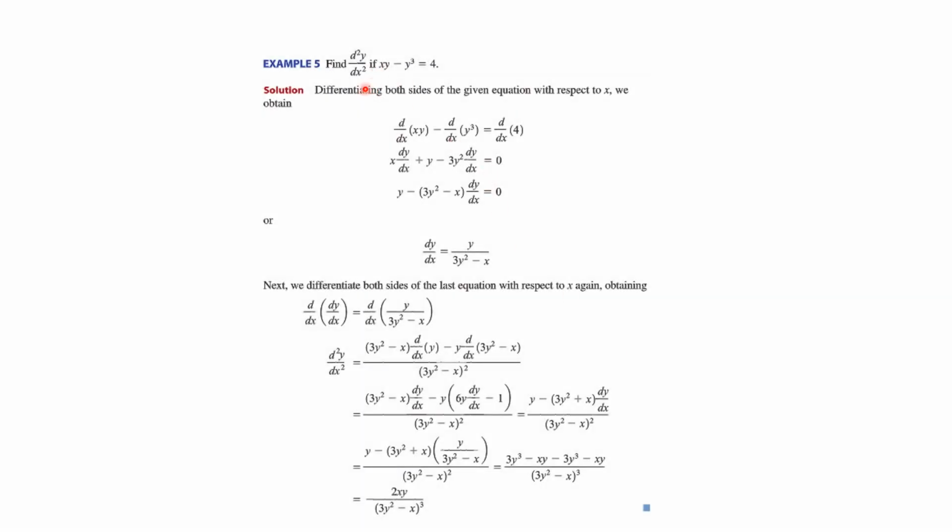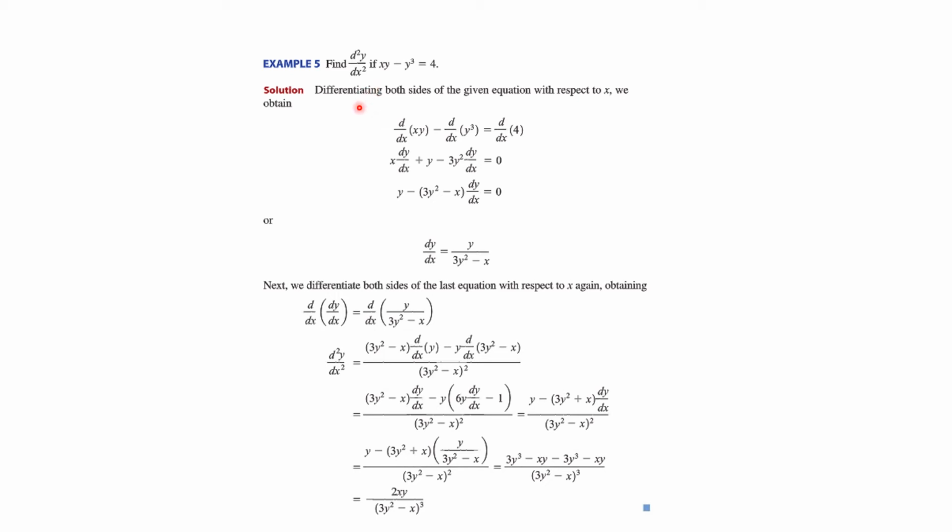Now here we're supposed to find the second derivative of y with respect to x. Again, notice that we will want to be using implicit differentiation. And notice that right where I'm pointing, that is a product rule because I have x, which is a function of x, times y, which is a function of x. So we're going to differentiate both sides, and again, to find the second derivative, we have to find the first derivative first.